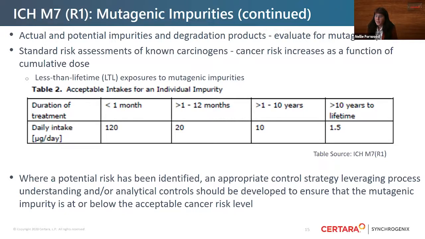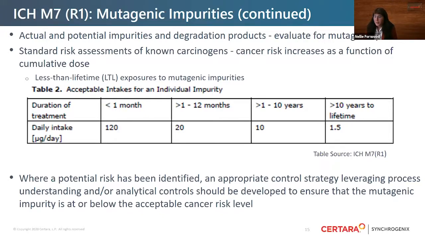To address less than lifetime exposures to mutagenic impurities in pharmaceuticals, an approach is employed in which the acceptable cumulative lifetime dose, 1.5 micrograms per day, times 25,550 days, is 38.3 micrograms. This is uniformly distributed over the total number of exposure days for your LTL exposure. So if you're taking it for less than a month, 1 month to 12 months, greater than 1 year to 10 years, and then greater than 10 years, as is in the table.